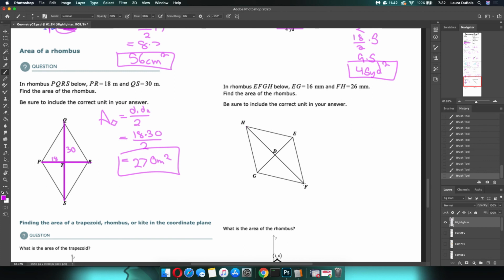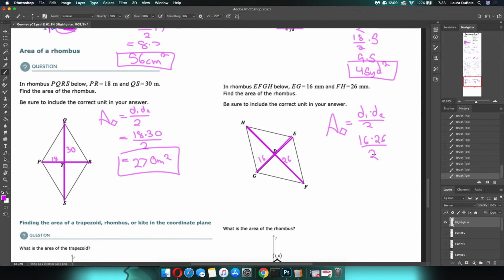Next up, we have, let me see, FH, which is the first one I highlighted. Is it the first one they gave us? No, it's 26, though. And then GE is the other one they gave us, and that is specifically 16. So the area of a rhombus is diagonal 1 times diagonal 2 over 2. So that is going to be 16 times 26 over 2.